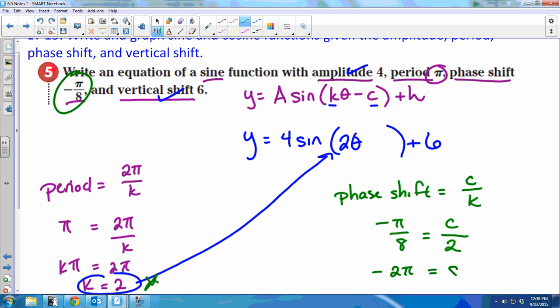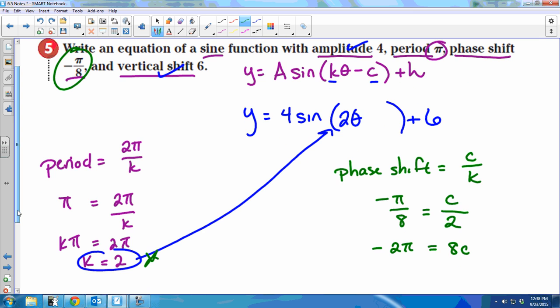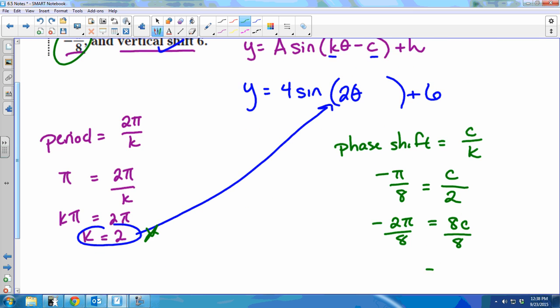Can you just divide negative? So you can't just divide negative divided by 2? No. Yes. So if we solve this, we divide by 8. And so 2 over 8 reduces down to negative pi over 4.